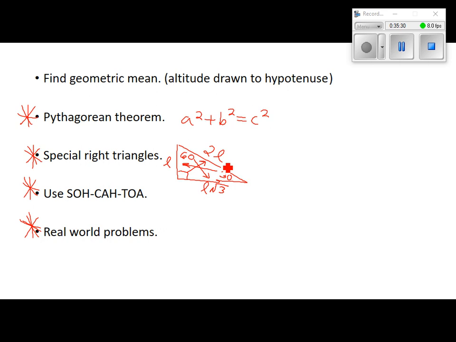If you don't like the 30, 60, 90 stuff, what else could you use to solve any of those triangles? Pythagorean. Could you use SOHCAHTOA, maybe Pythagorean theorem? What's the other special right triangle, if it's not a 30, 60, 90? 45, 45, 90. Sides across from the 45 degree angles get labeled L and L. Side across from the right angle, L times the square root of 2.